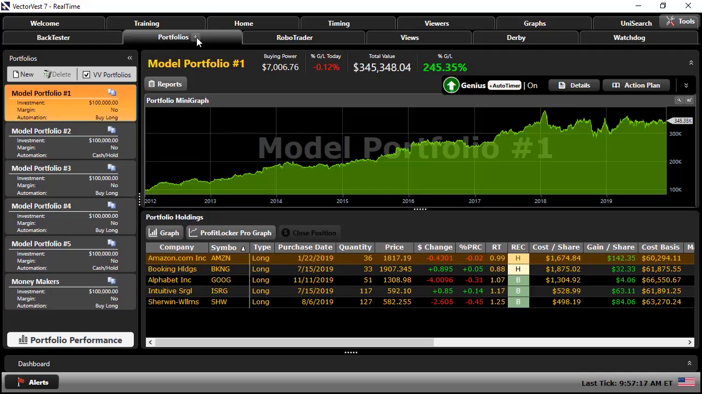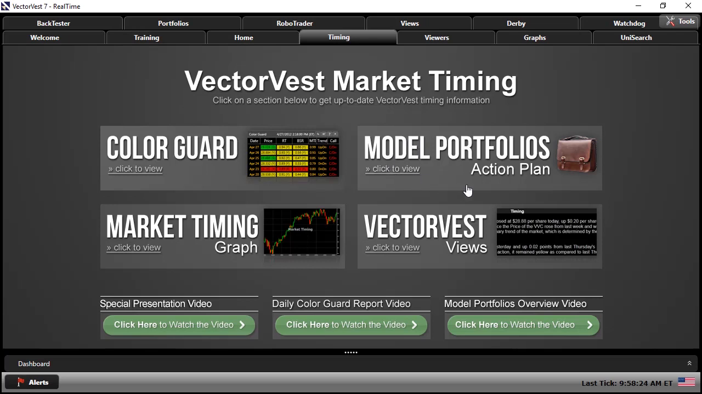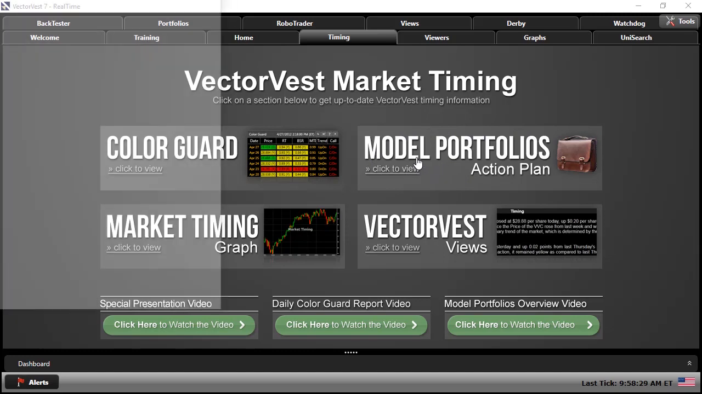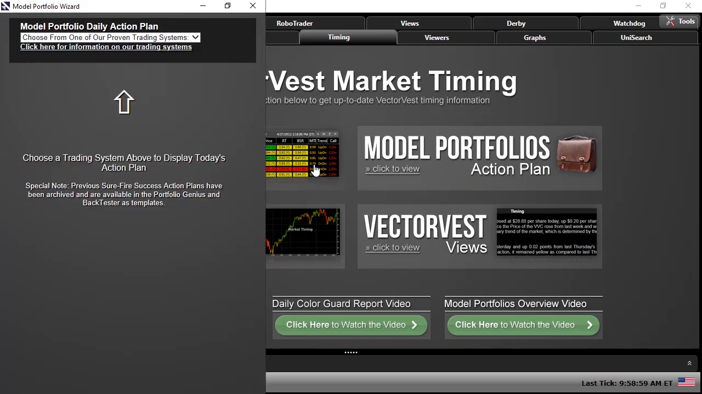Here we are on the Portfolios tab, and down the left margin we have the 6 model portfolios listed. Model portfolio number 1 is highlighted in orange, and so the details of this portfolio are presented here on the right side of the page. Once you've decided which of the portfolios you'd like to track, trading along with it is easy using the action plan gadget that you'll find on the timing tab within the program. So the model portfolios action plan gadget here on the upper right is the one that we want to use, and I'm going to click it to open the wizard.